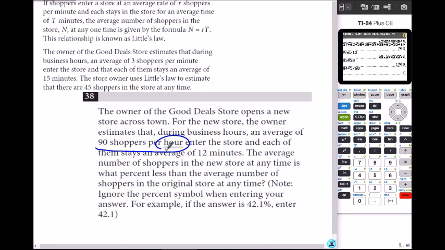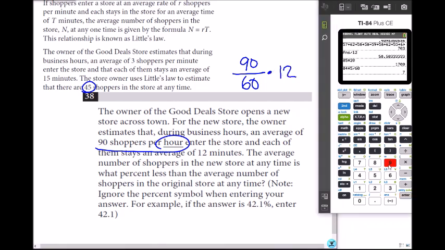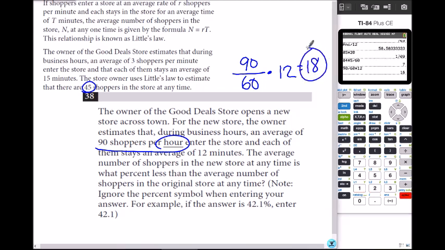So remember, there were 45 shoppers in the store at any time. And here we get 90 shoppers per hour, so you have to divide by 60 minutes to make it per minute, and the average time was 12. So 90 divided by 60 times 12 is 18. And remember, there were 45 shoppers in the original store.